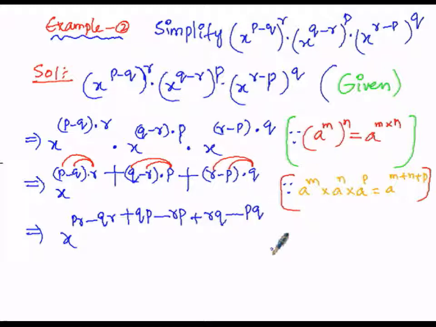Then now PR is positive, and PR or RP is negative. One is positive, the other is negative, so they get cancelled. Minus QR plus QR or RQ gets cancelled. Plus QP and minus QP or PQ have the same coefficients, 1 and 1 here, and the terms are also the same. So here the quantities are the same with different signs.